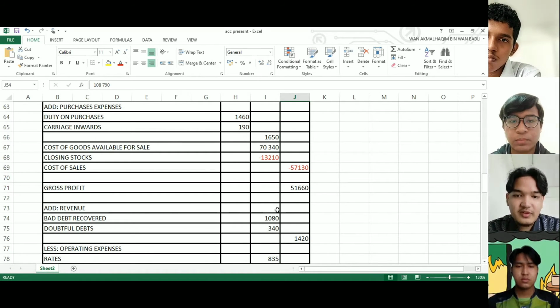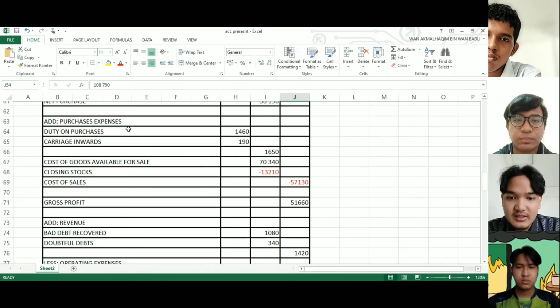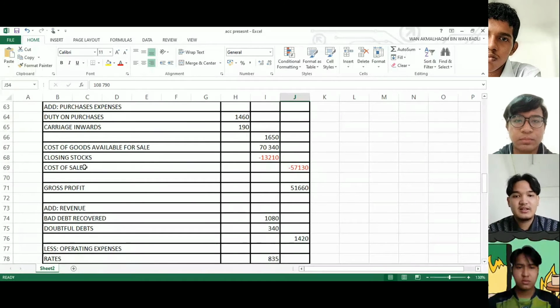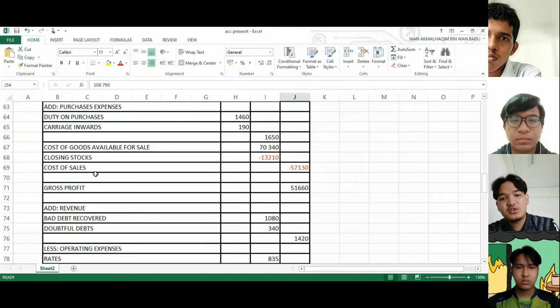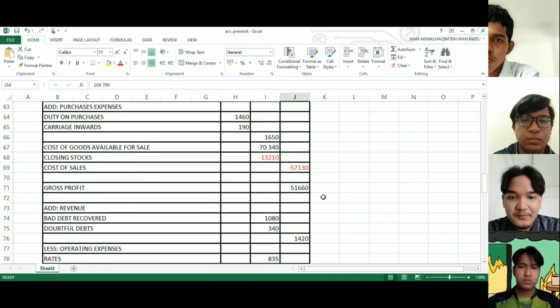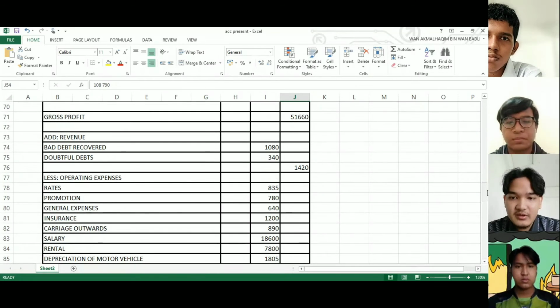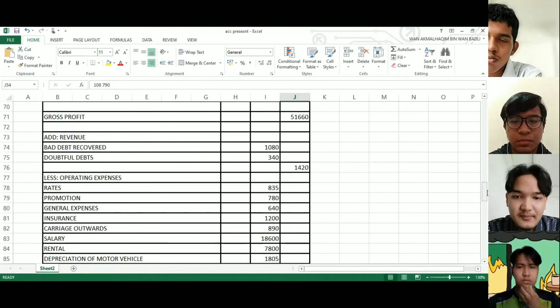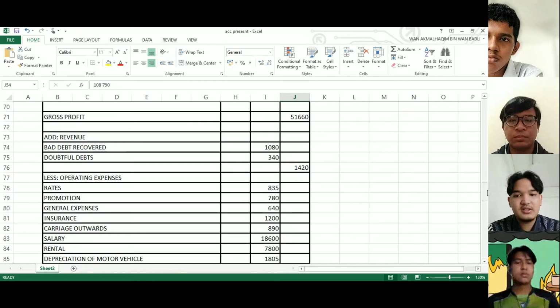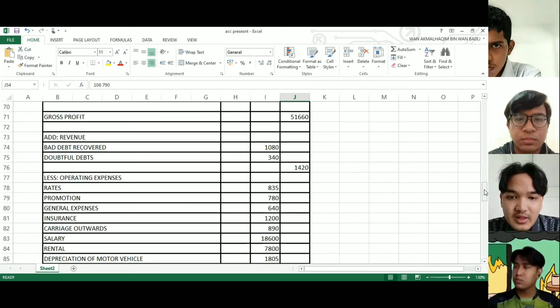And the gross profit, we minus the net sales and the cost of sales and we got gross profit 51,660. Add revenue: bad debt recovered 1,080, doubtful debts 340 and the total is 1,420.